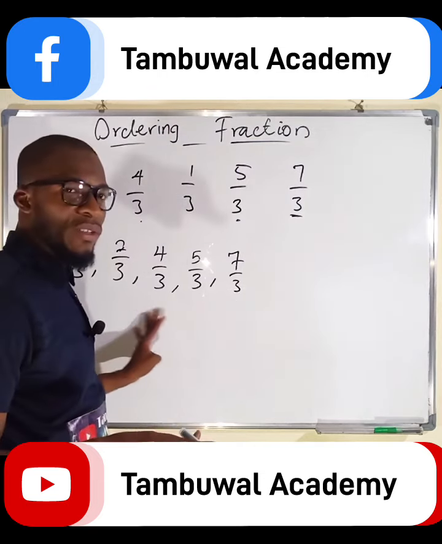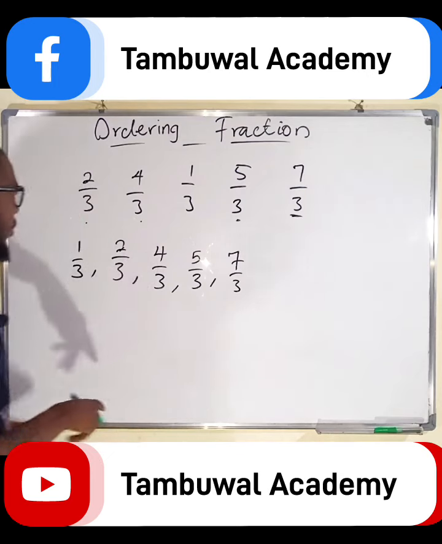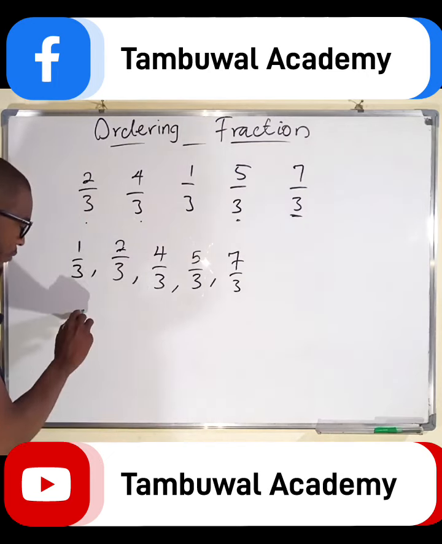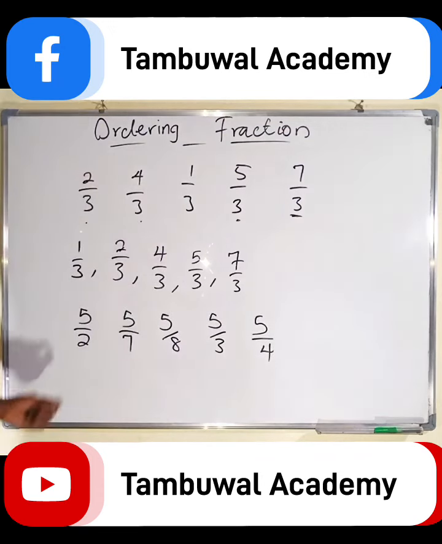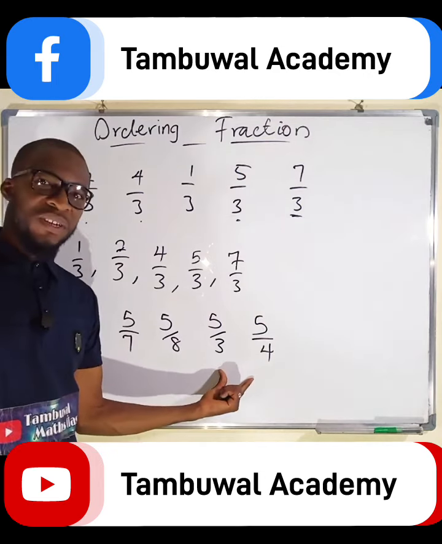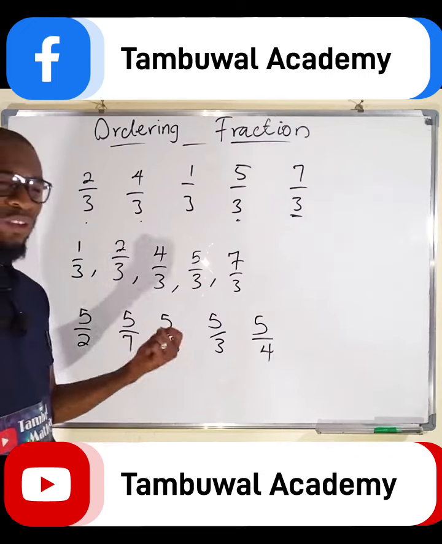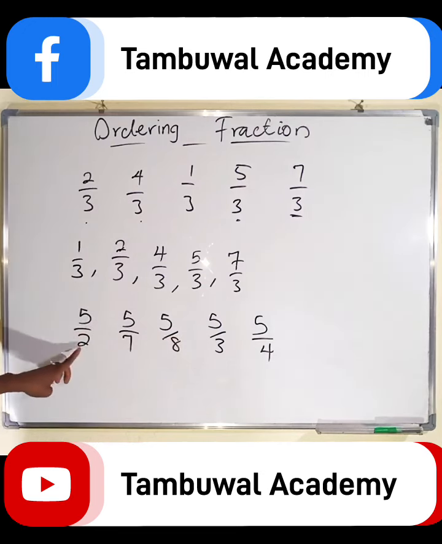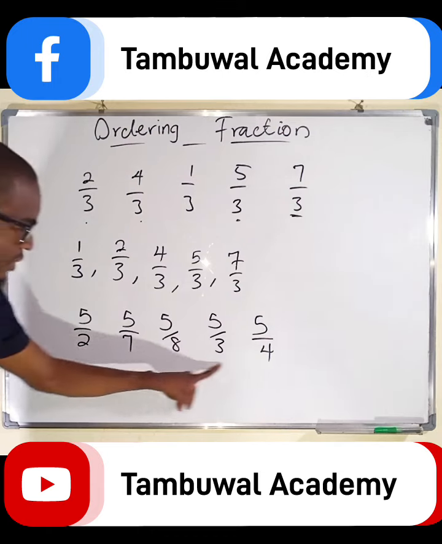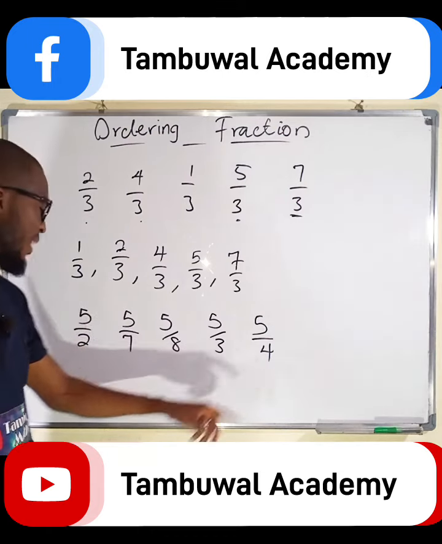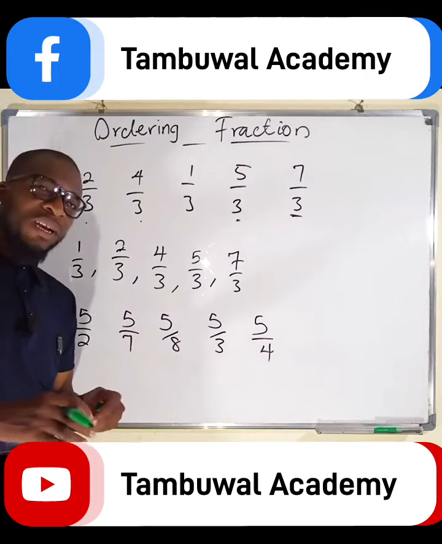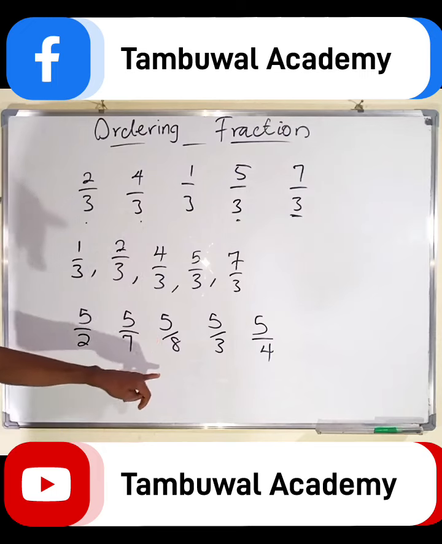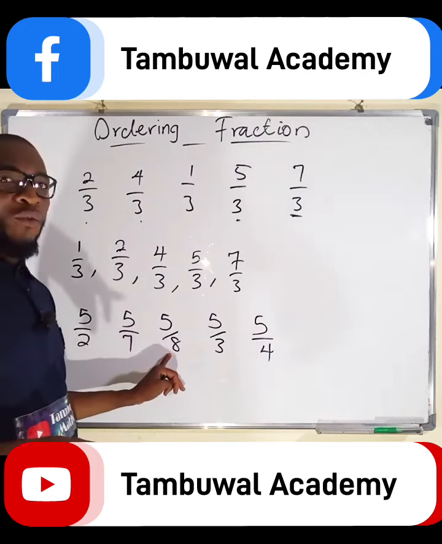So now let us consider fractions that have the same numerator. Suppose we have these. Now to identify the biggest fraction here is that fraction that has the least denominator or the smallest denominator. And you can see here 2 is the smallest among these numbers, and we are going to consider it as the biggest. And the smallest fraction is that one that has the biggest denominator, which in this case we have 5/8.